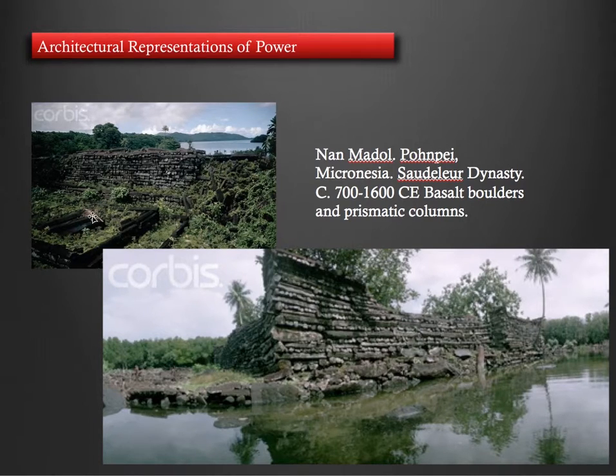Now here we're back at Nan Madol, and you can see how these structures are arranged. These are basalt boulders and prismatic columns that are found on the opposite side of the island.